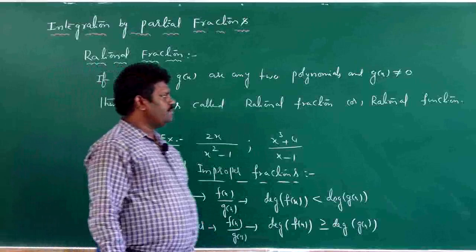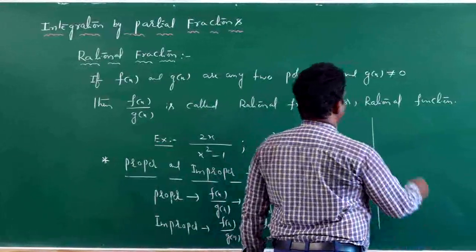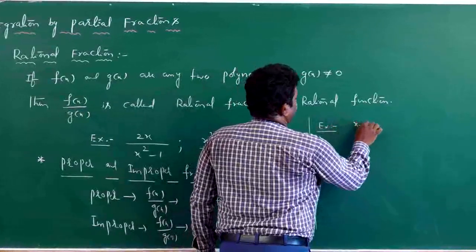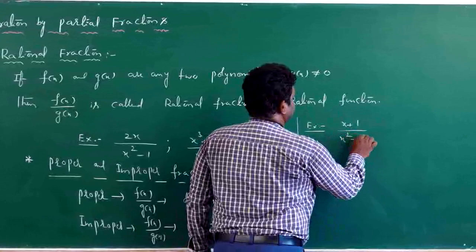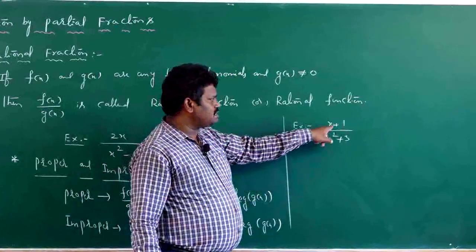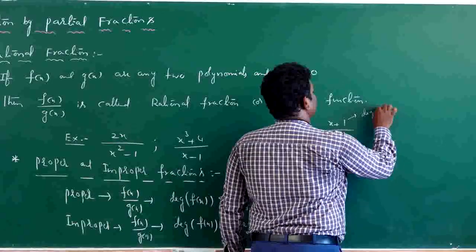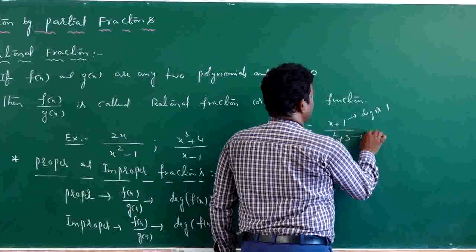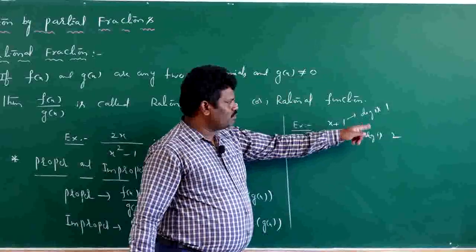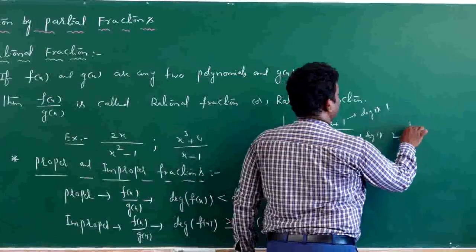Now let us take some examples of proper and improper fractions. First, x plus 1 by x square plus 3. Is this proper or improper? The degree of the numerator is 1 and the degree of the denominator is 2. Comparing them, 1 is less than 2, so this is proper.